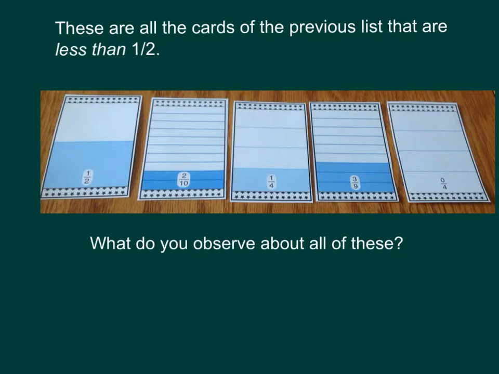To be half, that would have to be 5/10. 2/10 is less than 5/10. This would have to be 2/4. Well, 1/4 is less than that. And of course 3/9 is a smaller number, and 0/4 is again smaller than 2/4.